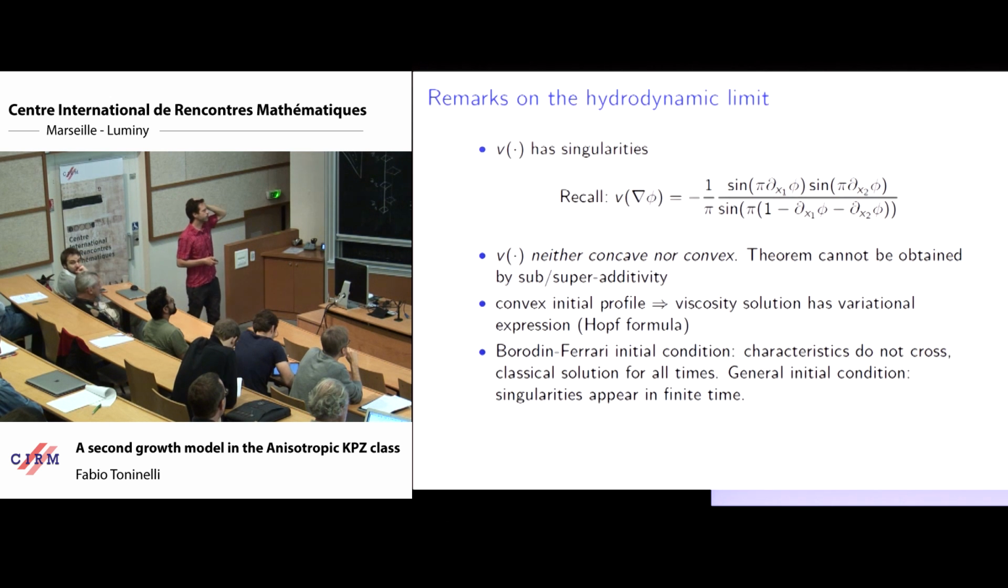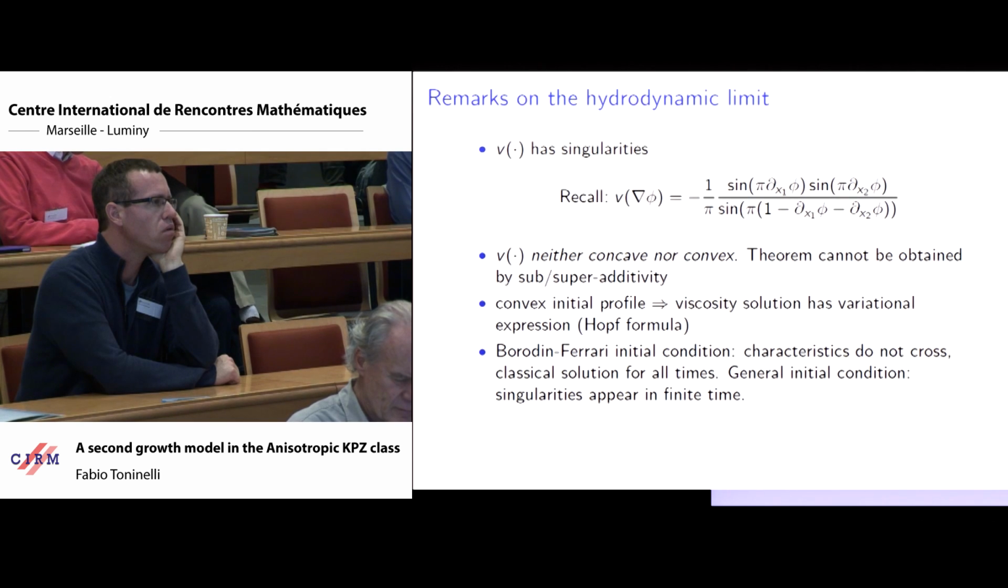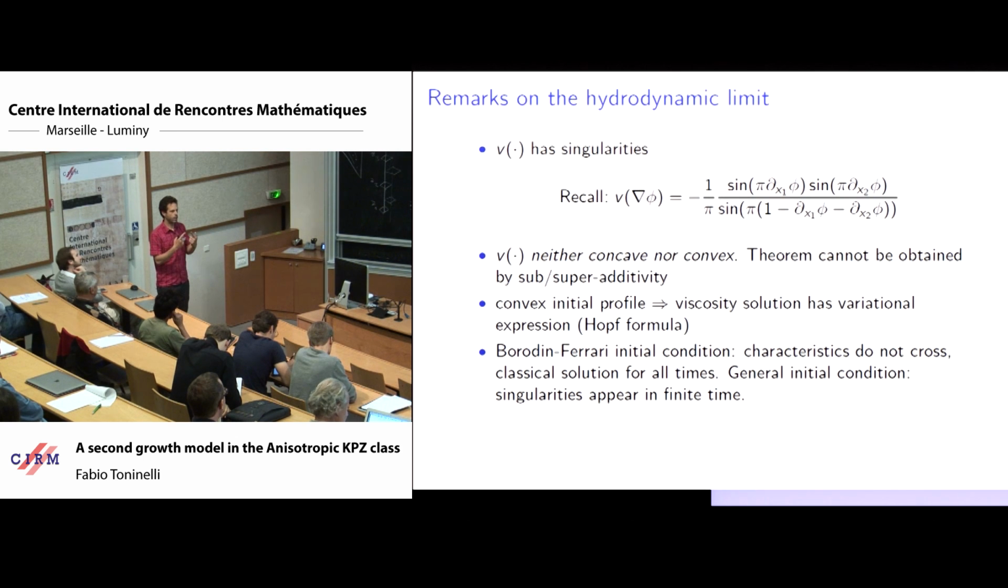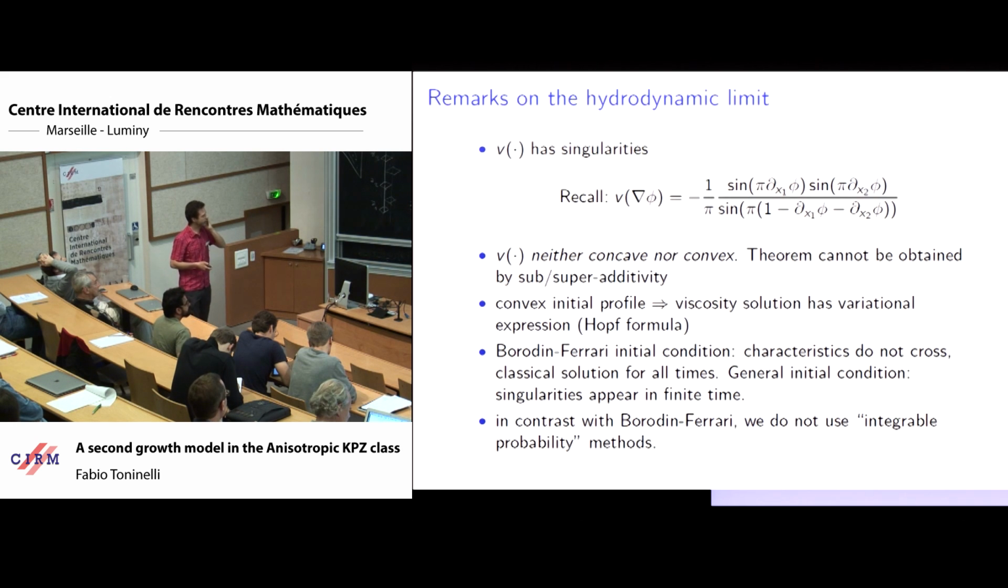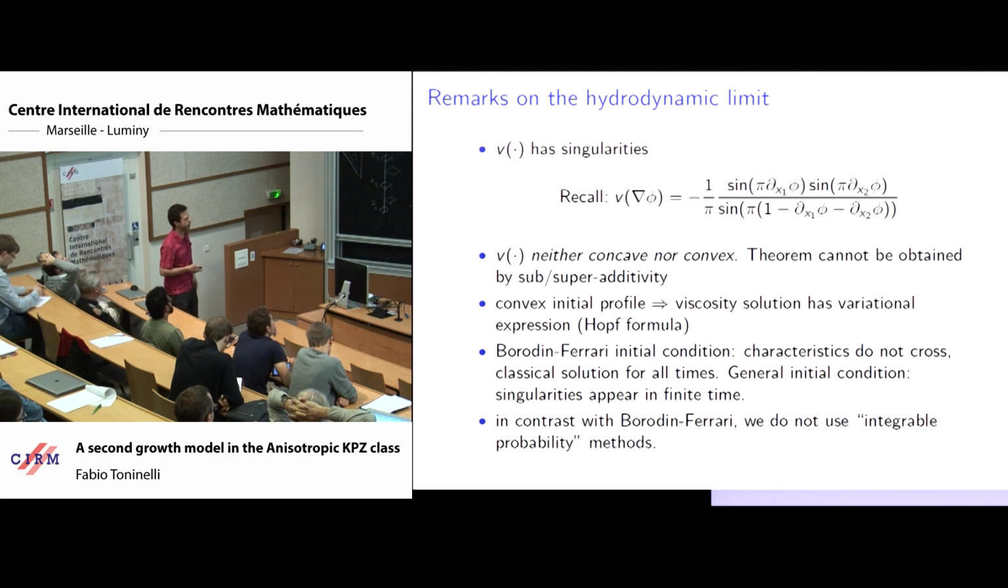Another observation is that for the initial condition considered by Alexei and Patrick, if you look at the characteristic lines of the PDE, they never cross, so they don't have creation of shocks. Instead, if you take a generic initial profile, even convex, in general you will form shocks. A last comment about the result is that, in contrast with what they did, we're not using integrable probability methods to express things exactly by determinants or stuff like that. So it's a more probabilistic type of proof.